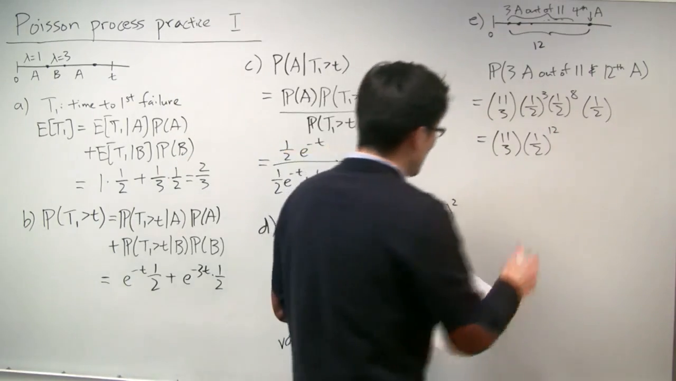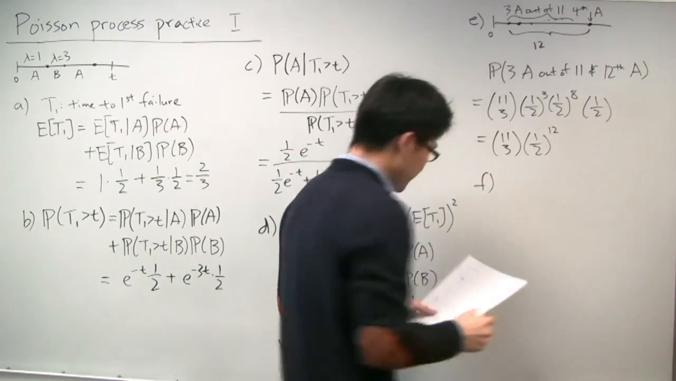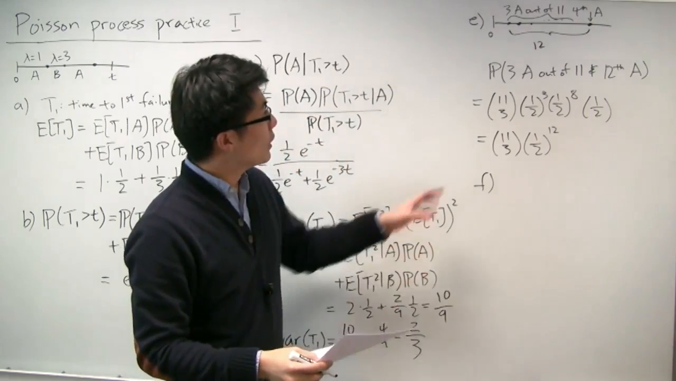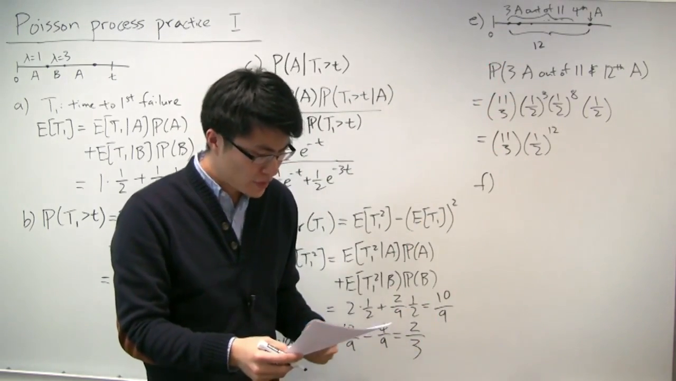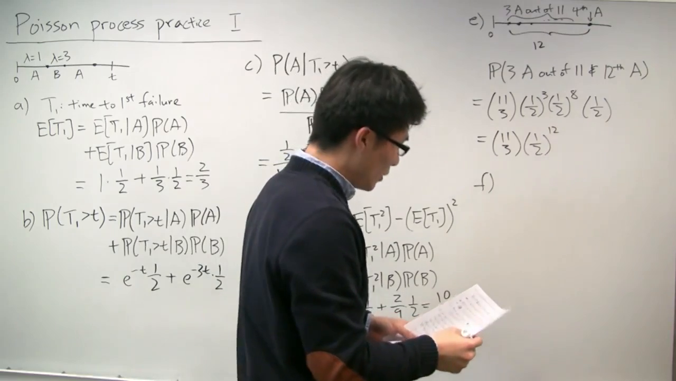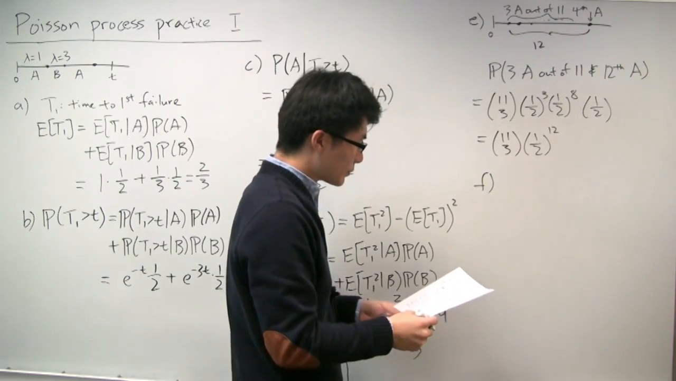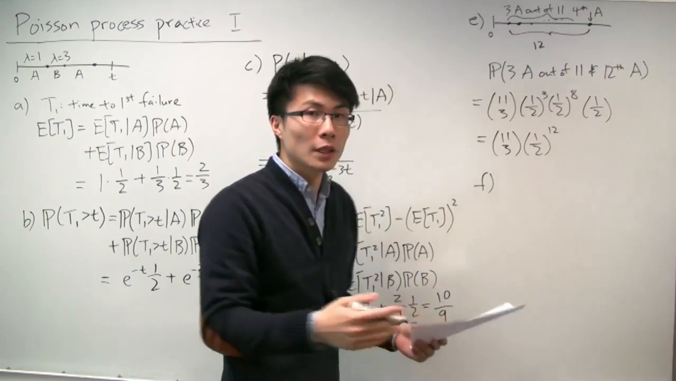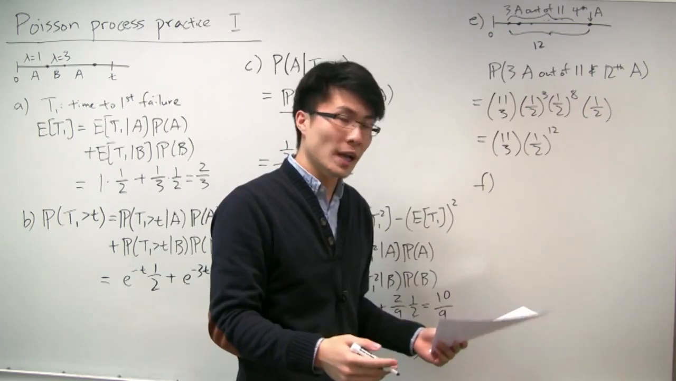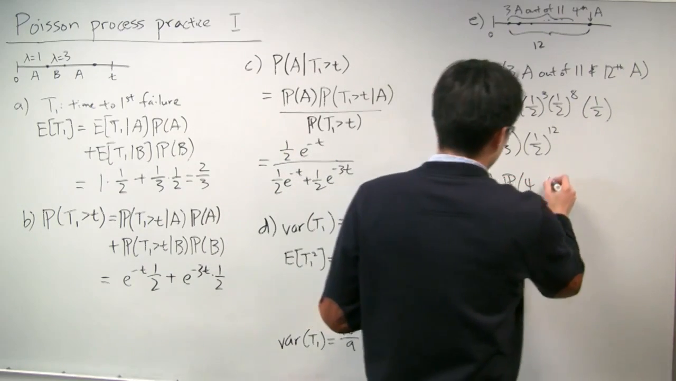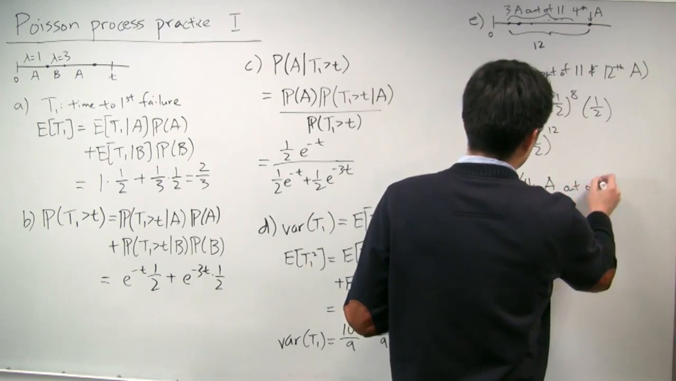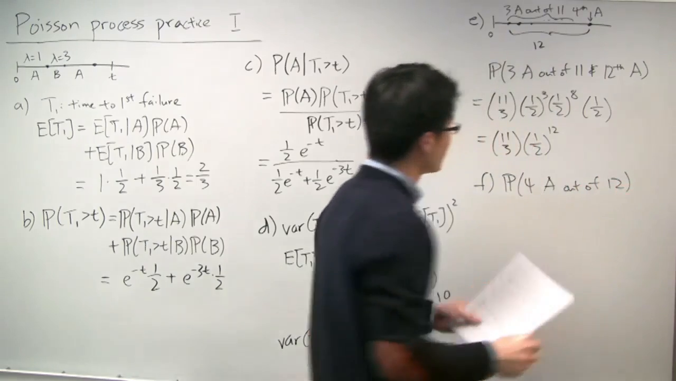All right. Part F. Part F asks a question that looks very similar to what Part E asked, except the difference is that now we want to know what is the probability that out of the first 12 failures, 4 of them were of type A bulbs. So 4 A out of the first 12.